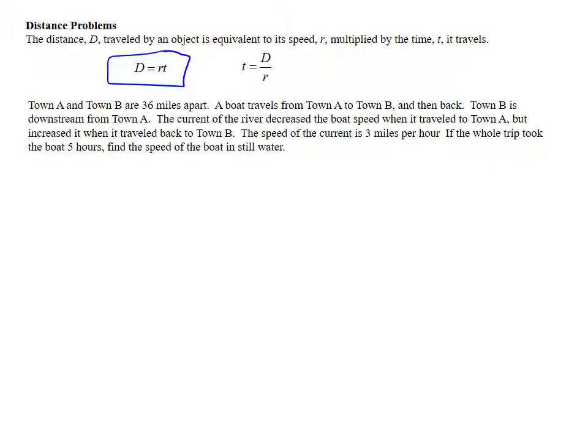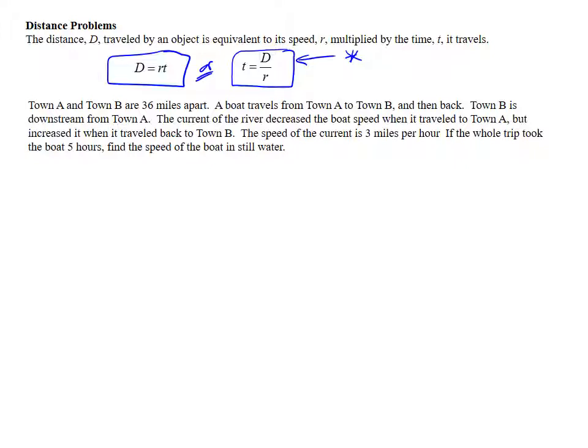Now, this distance formula can be rewritten to solve for time by dividing r on both sides. And in many cases, this is what we're more interested in. The time it takes an object to cover a certain distance is equal to the distance divided by the speed you go at. And this is what we're going to use in the examples in this video. Time equals distance over rate. But it is just the distance formula rewritten.